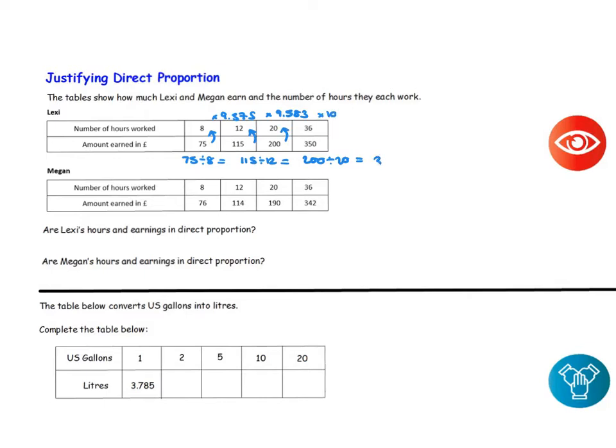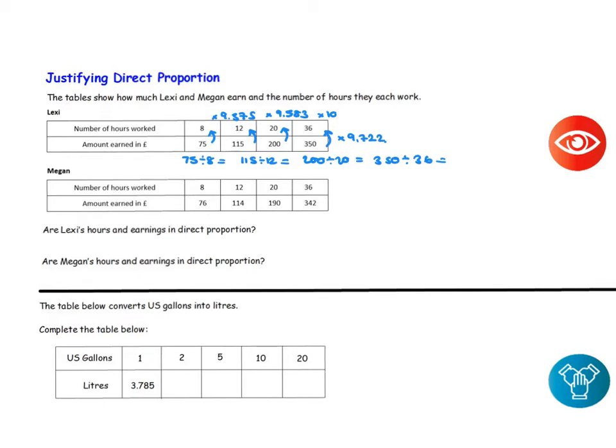And the last one, 350 divided by 36. 350 divided by 36 equals 9.722. Now, in each of these cases, I'm basically working out Lexi's hourly rate. When she worked 8 hours and earned £75, she was earning £9.38, if I round it, per hour.